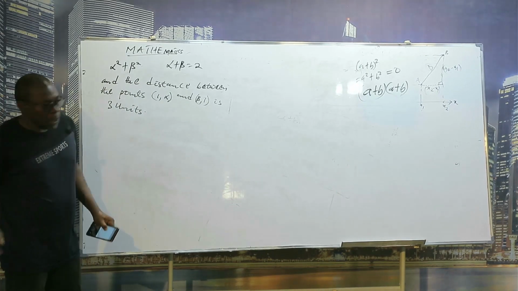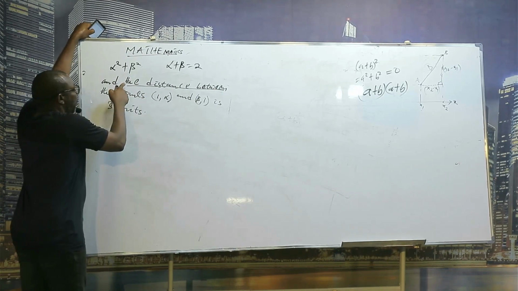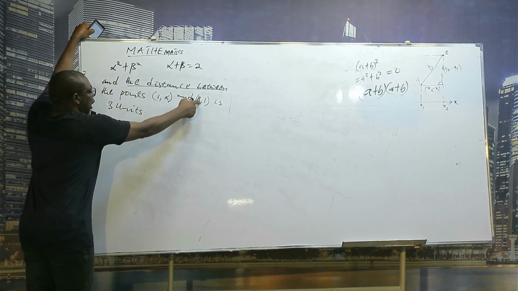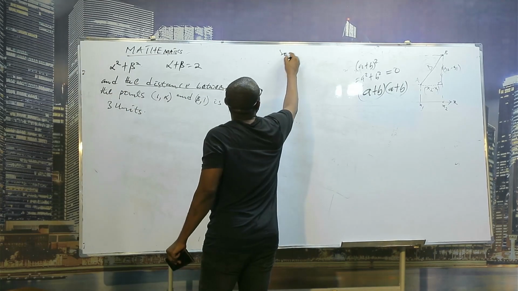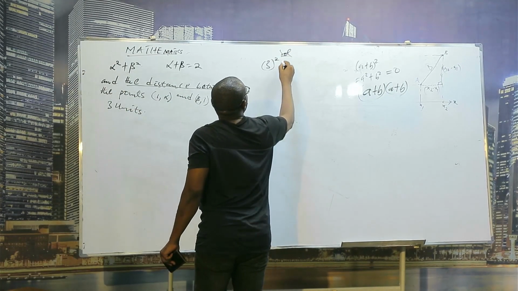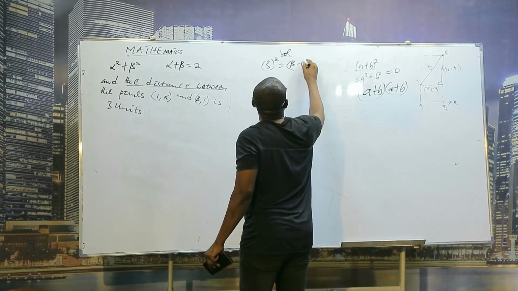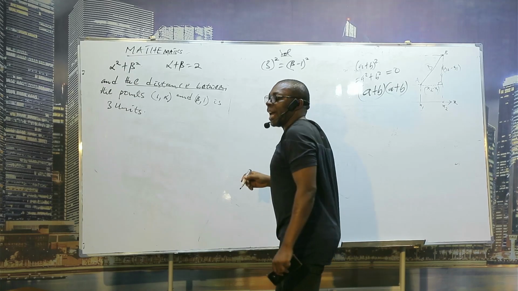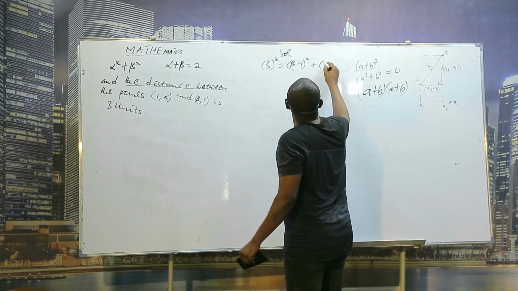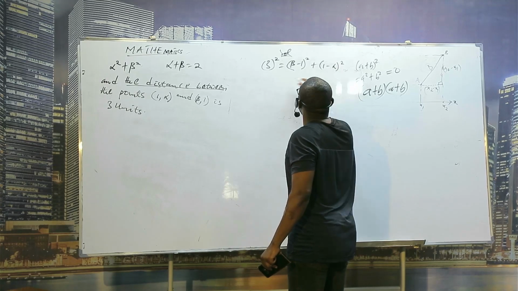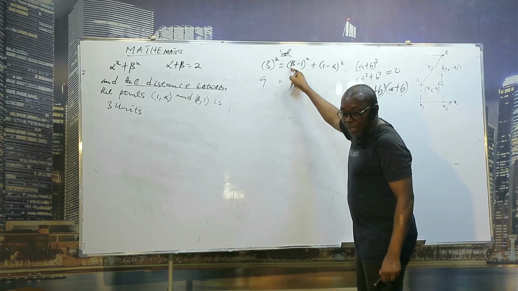Let's go down. With that now, look at it. The main thing: the distance between this point and this point is how many units? 3. Beta minus 1, plus 1 minus alpha, all squared. This is 9. Let's expand this.